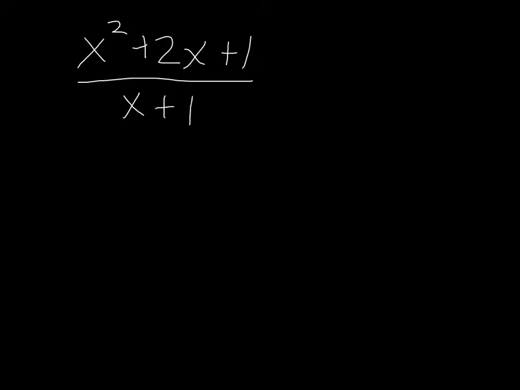Okay, so we're going to go through the steps on how to use polynomial long division. If we have something simple like x squared plus 2x plus 1, and we're going to divide that by x plus 1. Now you might look at this and say, well, x squared plus 2x plus 1 is factorable by x plus 1, and that is true.